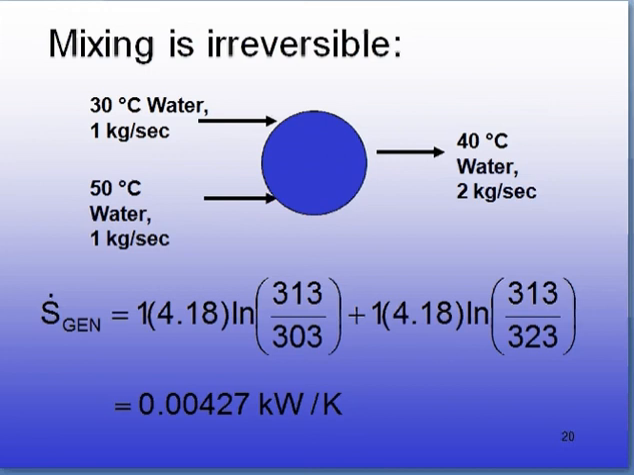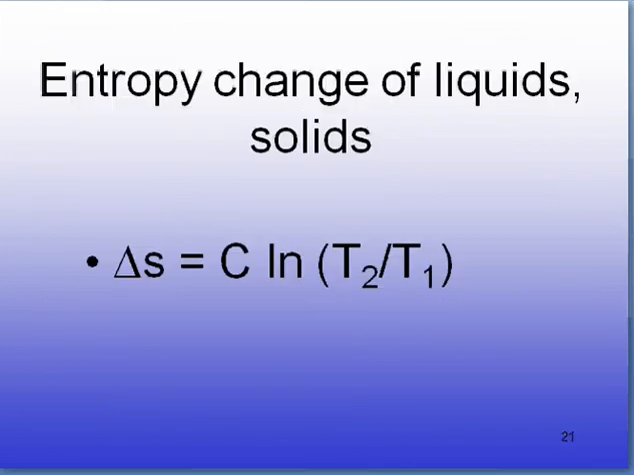And then the entropy change for the 1 kilogram per second of hot water that came in is ln of T out, which, 313 is 40 degrees C. We've got to put it in Kelvin, absolute temperature. We come up with a positive entropy generated by mixing those two streams.